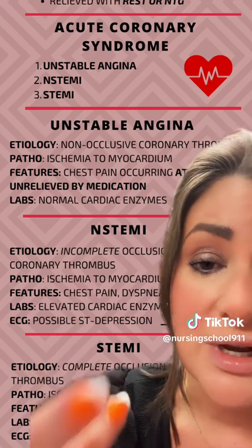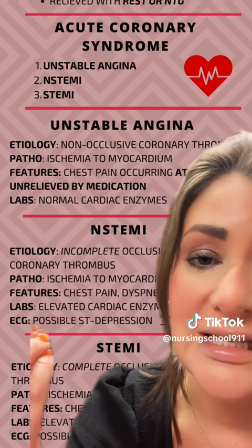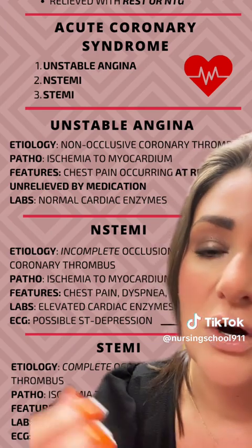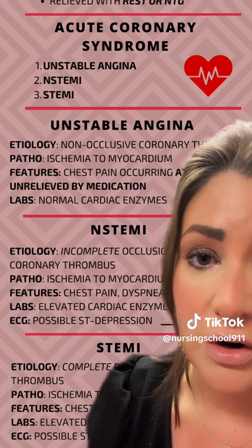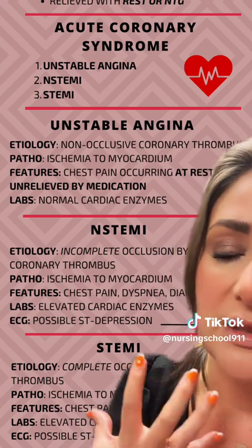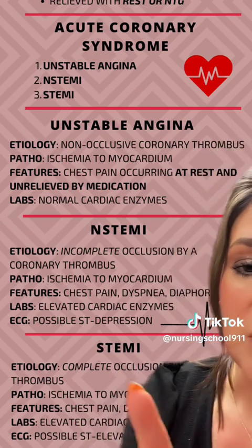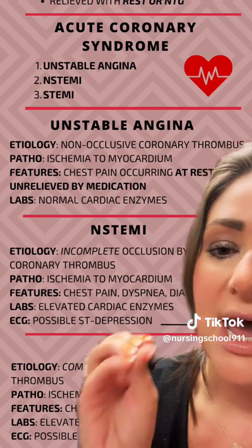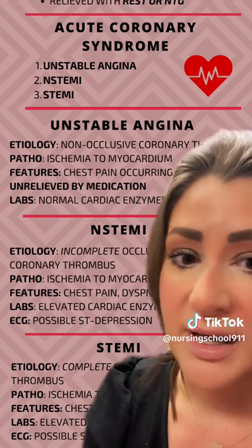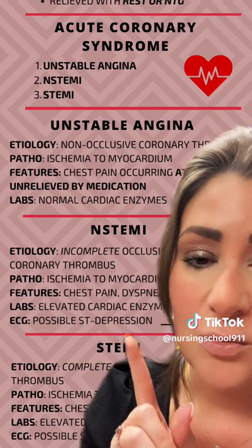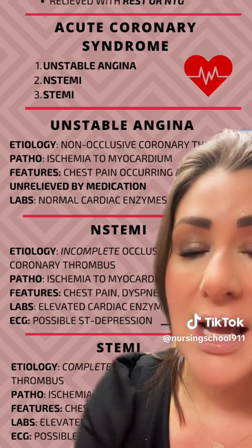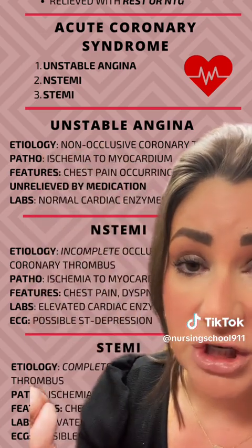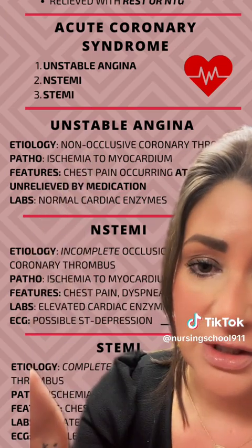The patho is ischemia, right? This is all ischemic chest pain. So blood flow is not getting to the myocardium, and that is what is producing the pain. The key features are chest pain that occurs at rest, and it is unrelieved by medication, okay? At rest versus during physical exertion with stable angina, okay?